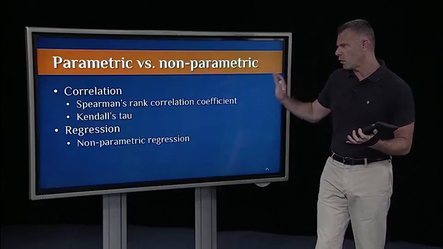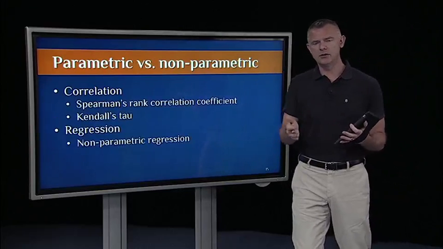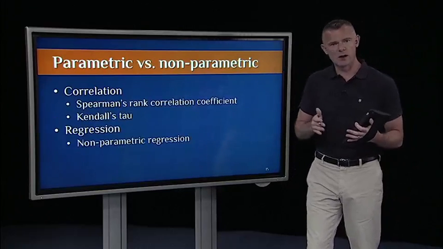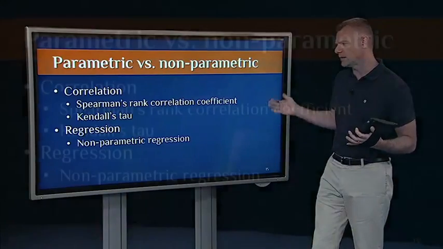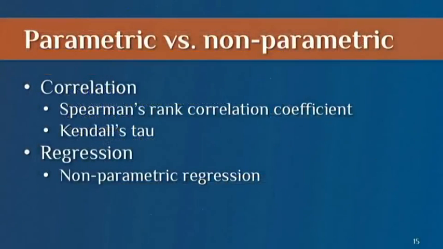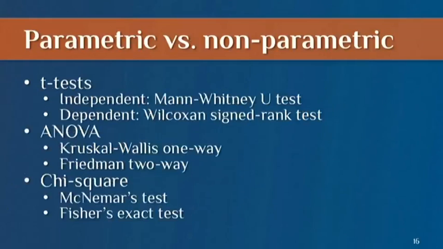So for example, for correlation, we don't have to do Pearson's product moment correlation, little r. We could do Spearman's rank correlation coefficient or Kendall's tau. For regression, there are non-parametric procedures that fall under the umbrella of non-parametric regression. For t-tests, for an independent t-test, the most common non-parametric equivalent is called the Mann-Whitney U-test. For a dependent t-test, the most common non-parametric equivalent is the Wilcoxon signed rank test.